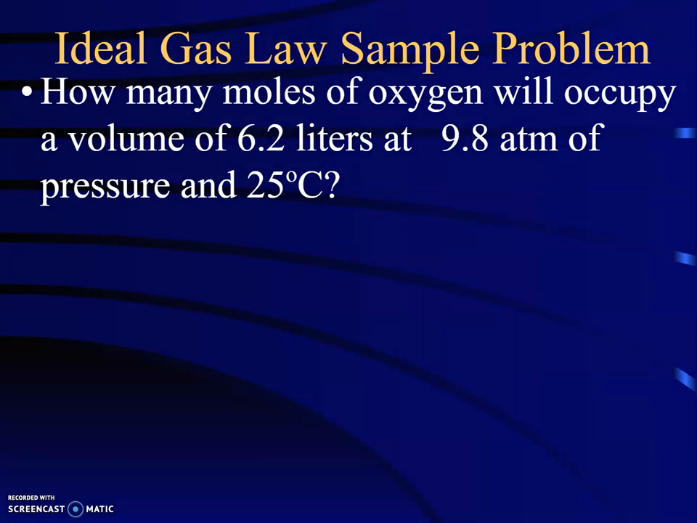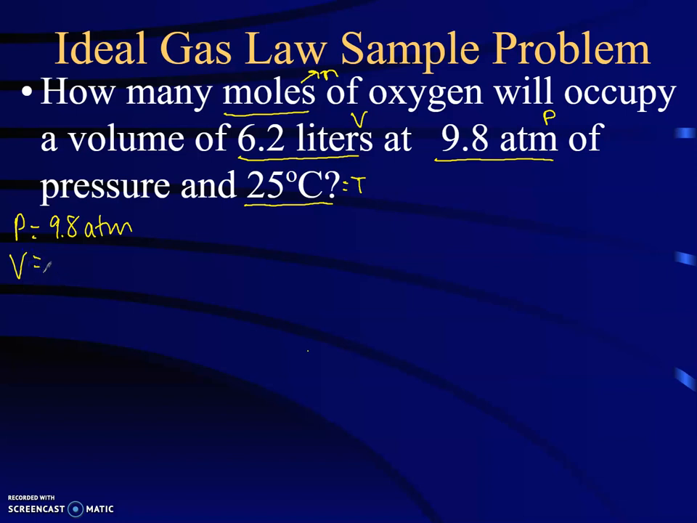Okay, so let's see how this is used to answer a sample problem. So here we have a question that says, how many moles of oxygen will occupy a volume of 6.2 liters at 9.8 atmospheres of pressure and 25 degrees Celsius? Okay, so again, if you ever see moles, we are going to use the variable n. Liters is going to be our volume, atmospheres is going to be our pressure, and obviously we have our degrees Celsius as our temperature.